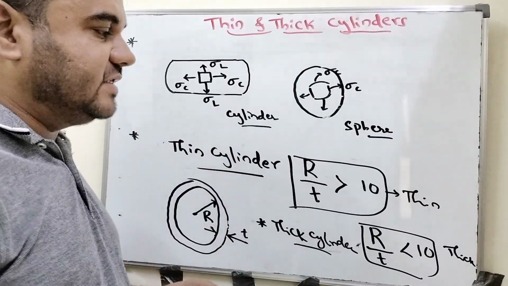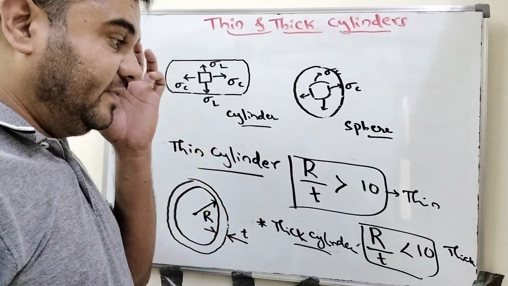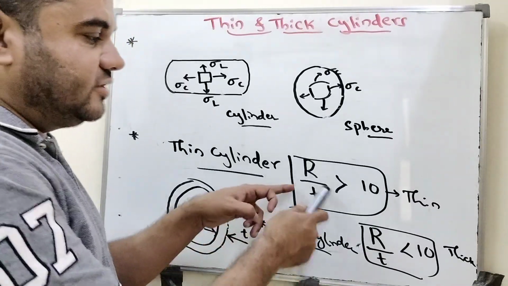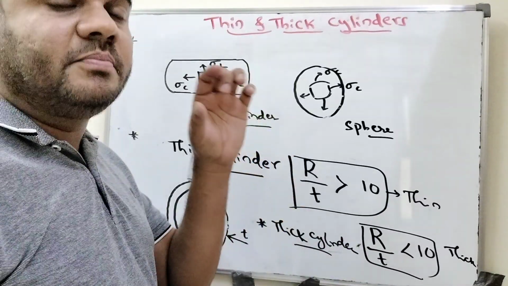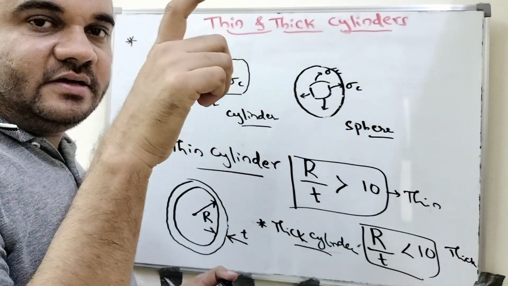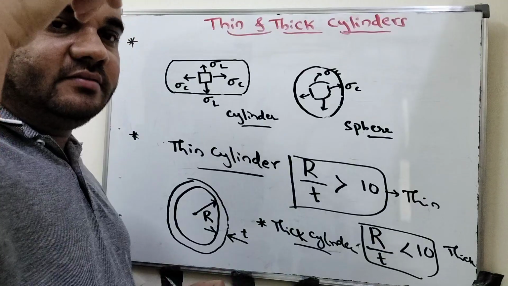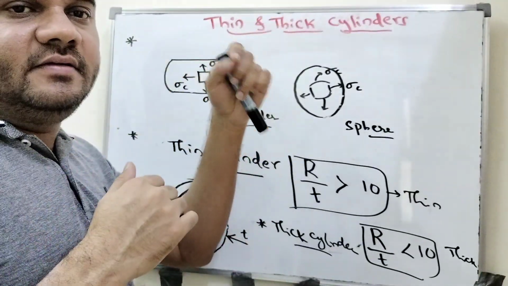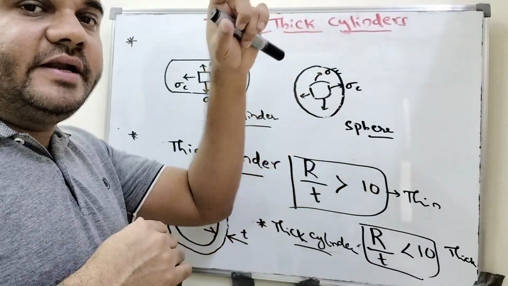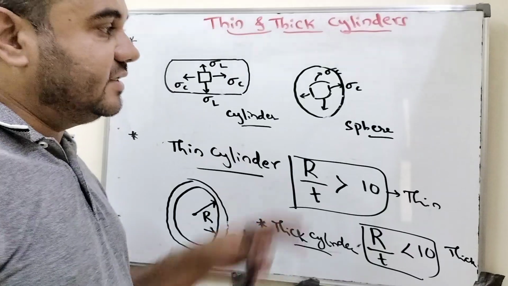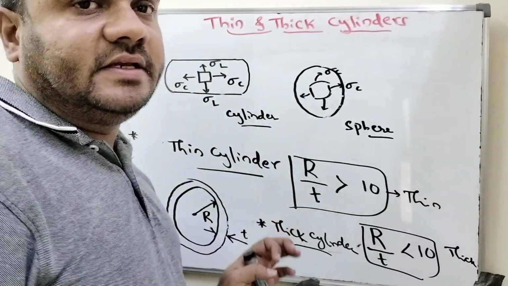So this is how you have to classify thin cylinders and thick cylinders. Remember these two conditions while applying formulae or solving problems. First check the radius of the cylinder and the thickness, and divide. Radius to thickness is always greater than 10 in the case of thin cylinders, and always less than 10 in the case of thick cylinders. This is the introduction to thick and thin cylinders.